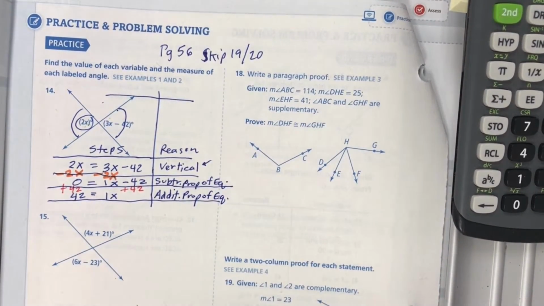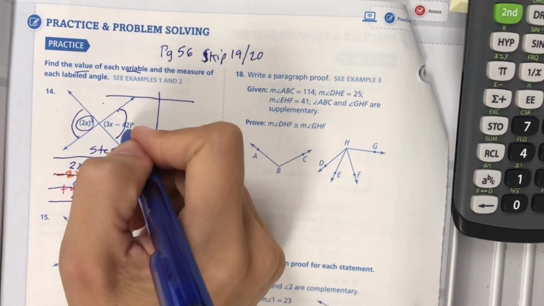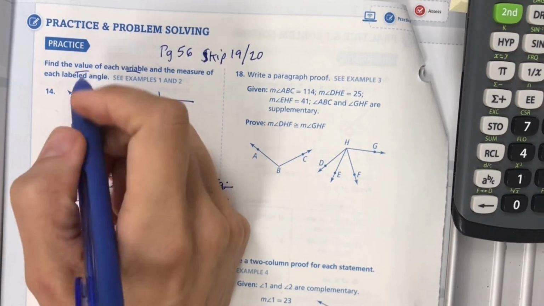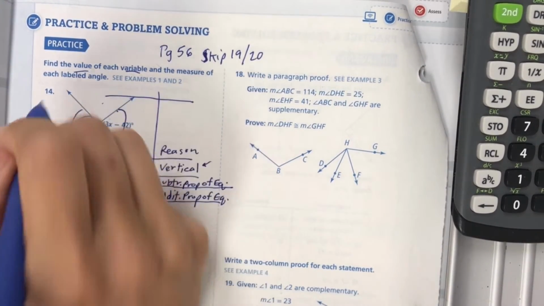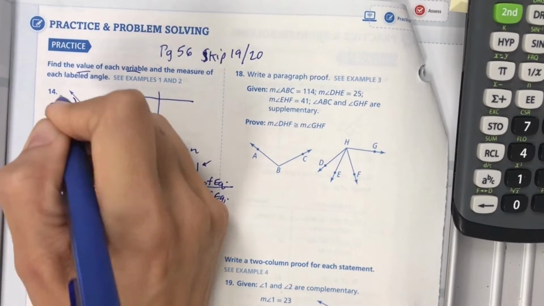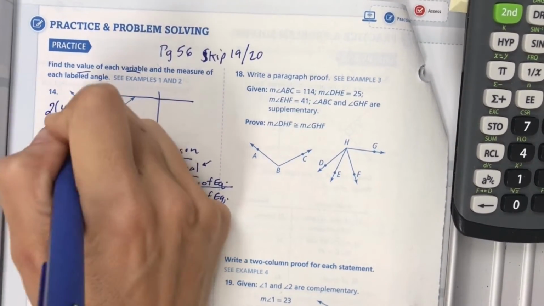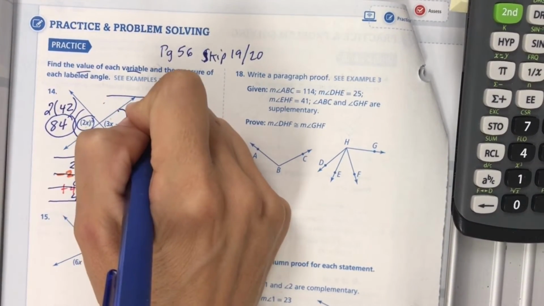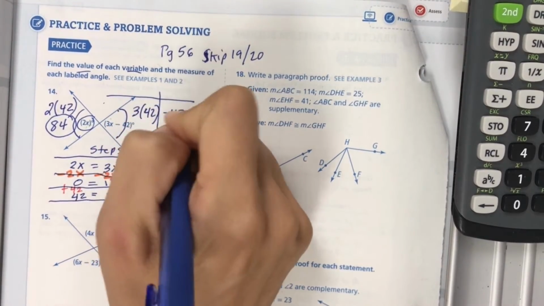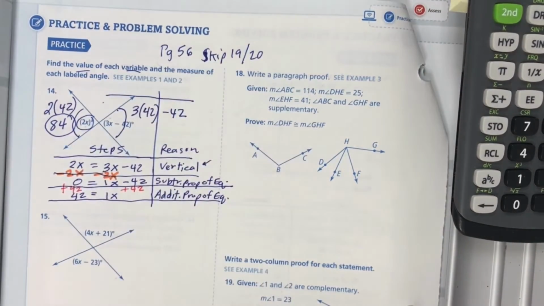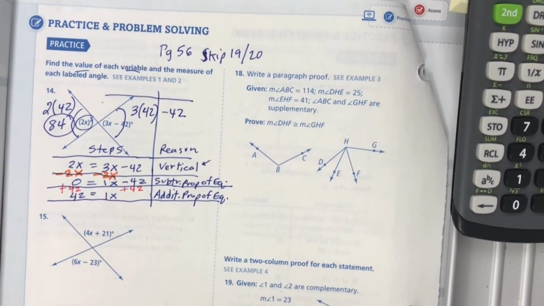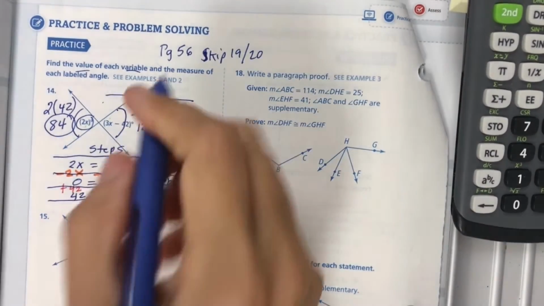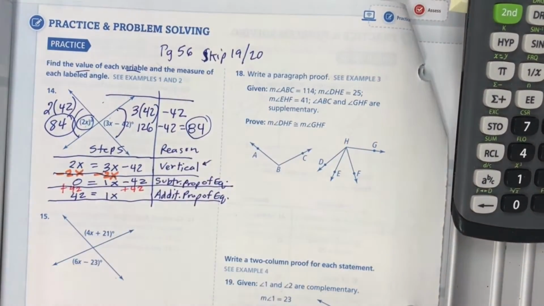Awesome. Now I'm not done. It said find the value of the variable, which I did, but now I also have to find the measure and label each angle. So this angle right here is 2x. So if x was 42, 2 times 42 is 84. And that should be the case over here. So let's plug this one in. 3 times 42 minus 42 would be 126 minus 42, 84. Awesome. Now we're done.